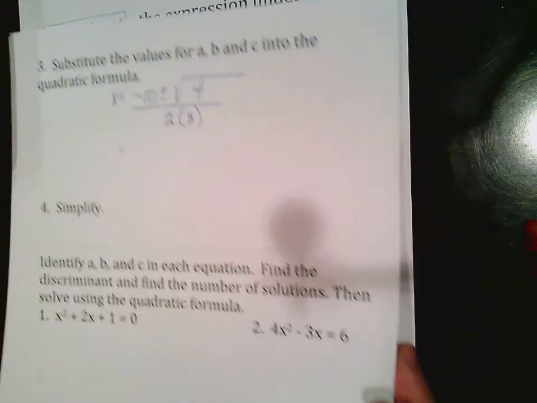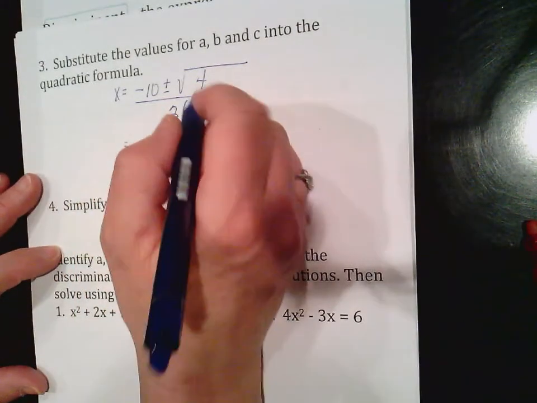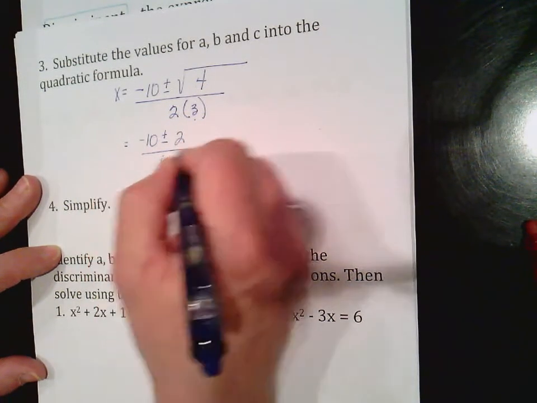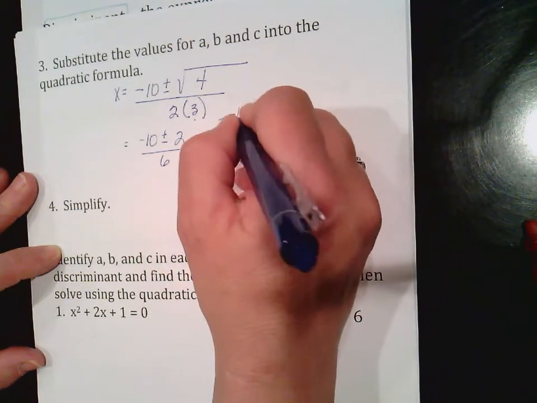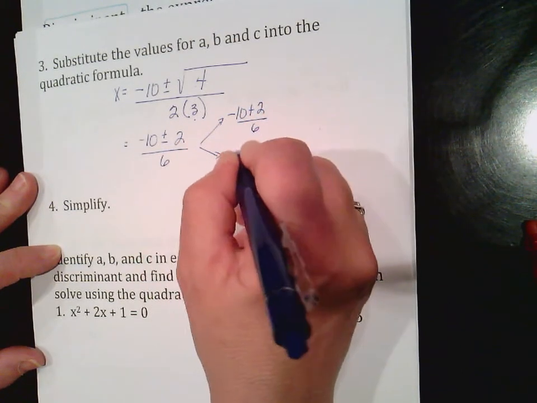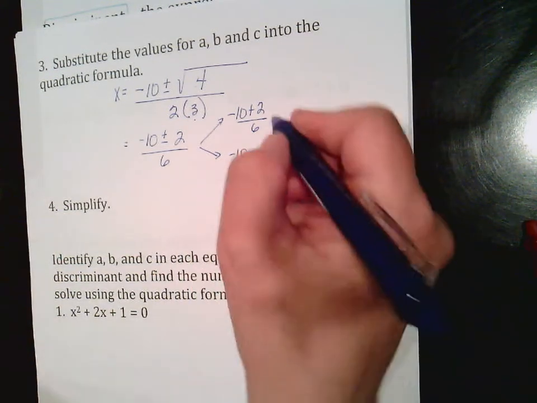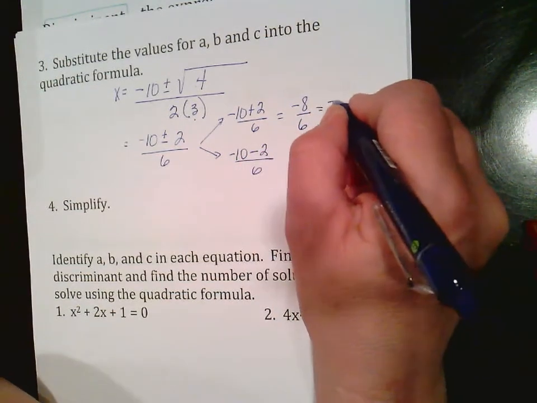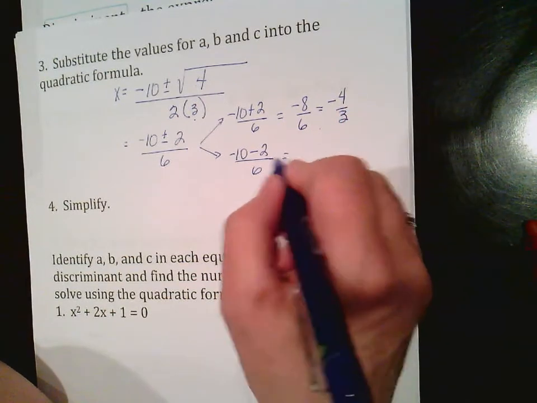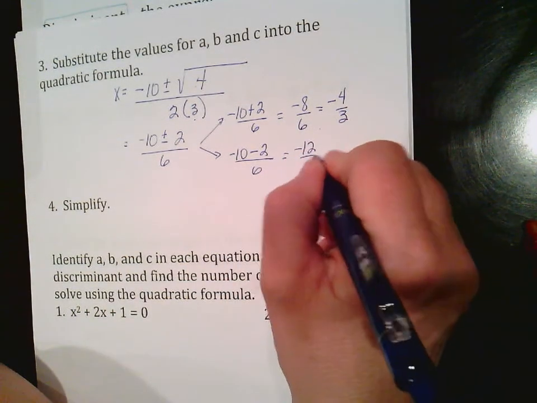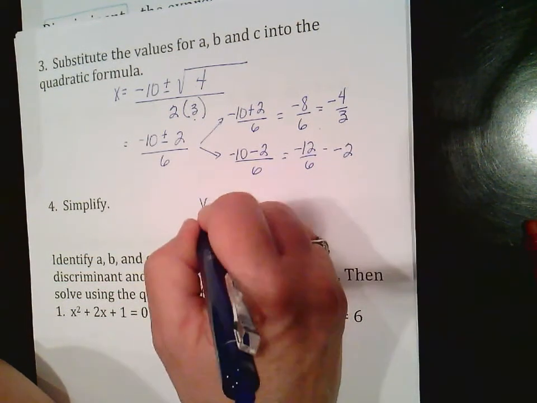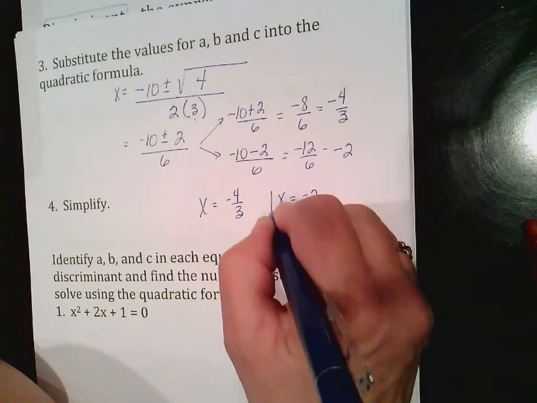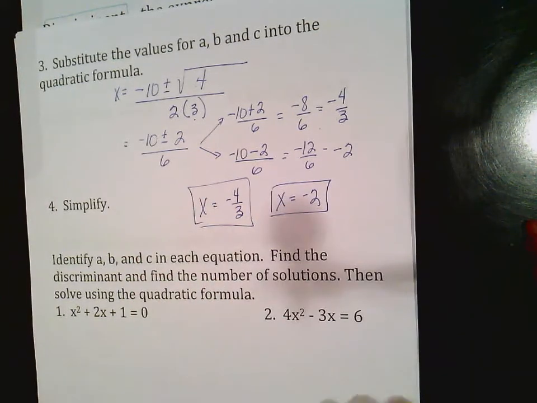Now I'm glad I've got those numbers in there. I'm going to simplify it. Square root of 4 is 2, so this is the opposite of 10, plus or minus 2, over 6. And that's really 2 things. It's negative 10 plus 2 over 6, and it's negative 10 minus 2 over 6. Negative 10 plus 2 is negative 8 over 6, and that simplifies to negative 4 over 3. Negative 10 minus 2 is negative 12 over 6, which simplifies to negative 2. So my x is negative 4/3, and I have an x that's negative 2. And those are my 2 solutions to the quadratic.